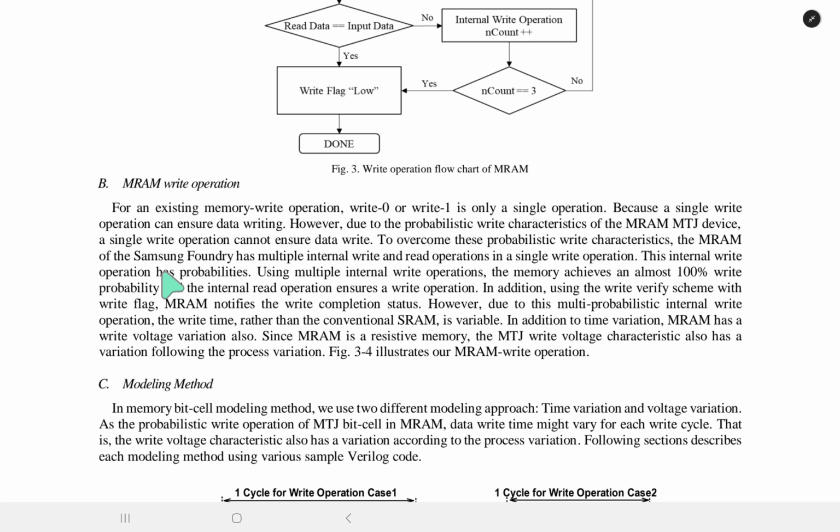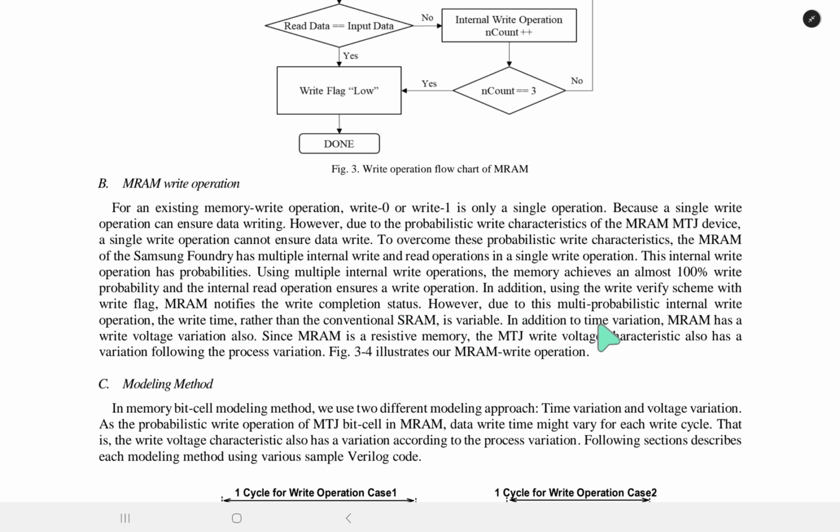This internal write operation has probabilities, so that using multiple internal write operations, the memory achieves an almost 100% write probability, and the internal read operation ensures the write operation. In addition, using a write verify scheme with a write flag, the MRAM notifies the write completion status. However, due to these multiple probabilistic internal write operations, the write time, unlike a conventional SRAM, is variable.